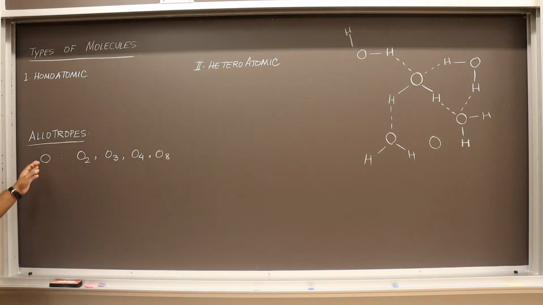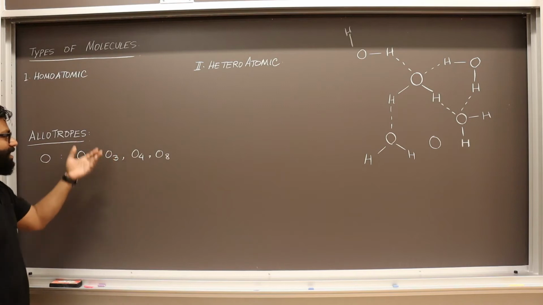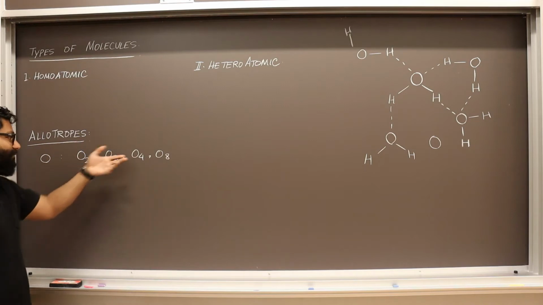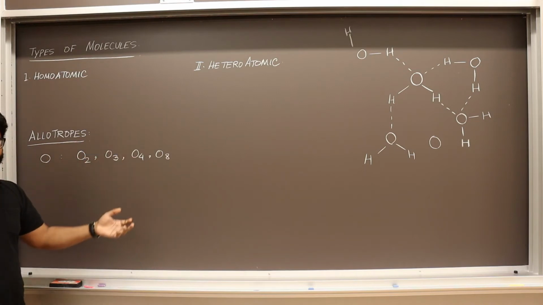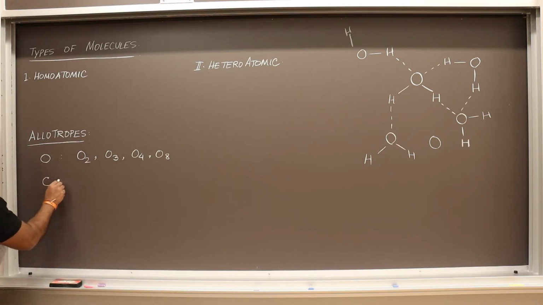But they have different numbers and different structures and different properties based on the type of arrangements that they have and based on the number of atoms that are there. So they are made up from the same element, but they have different properties, they behave differently. Another very famous example is carbon, right?